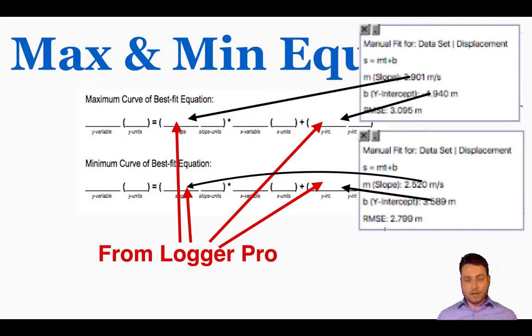You'll notice that most of the time the y-intercept of the minimum line is actually going to be larger than that of the maximum line. This makes sense if you think about it as having the smallest possible slope. So I'm going to copy down these numbers here. And you don't have to copy down every single number that LoggerPro gives you. Round to a reasonable number of significant figures based on your original measurements.